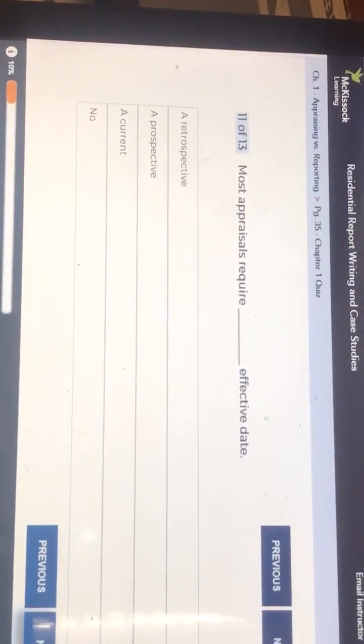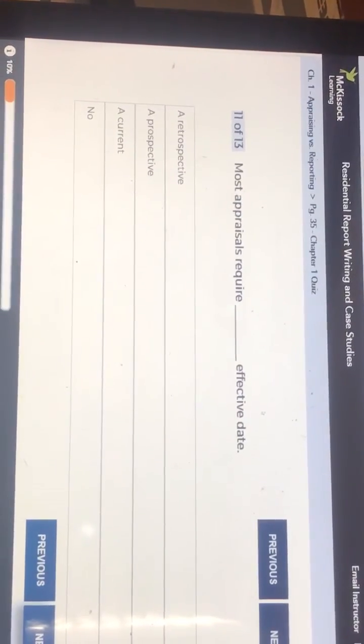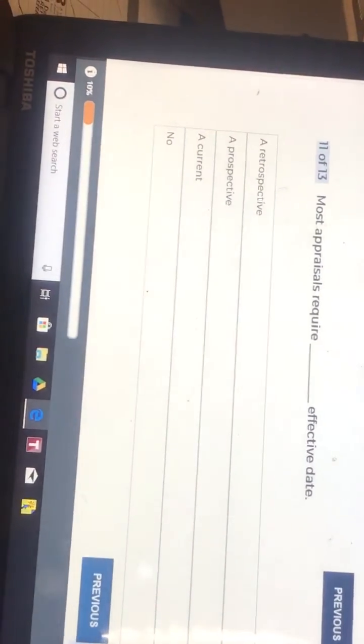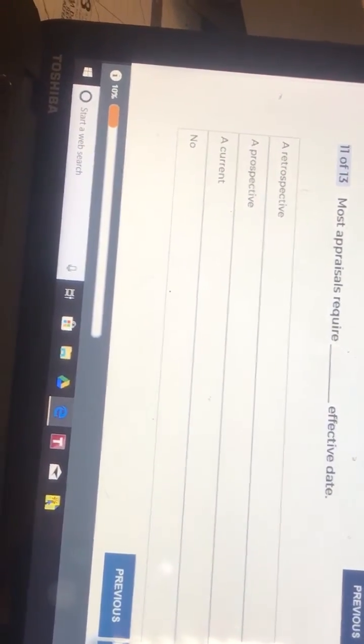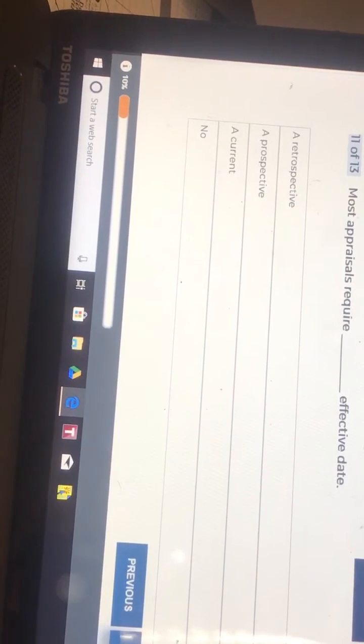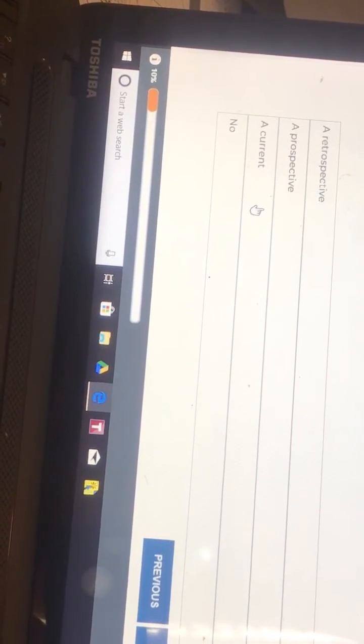Number 11. Most appraisals require blank effective date. A, a retrospective, B, a prospective, C, a current, or D, no. I'm going to go with C, a current.